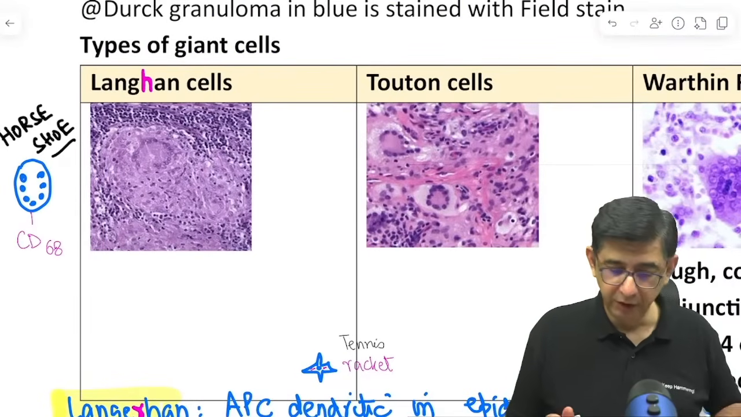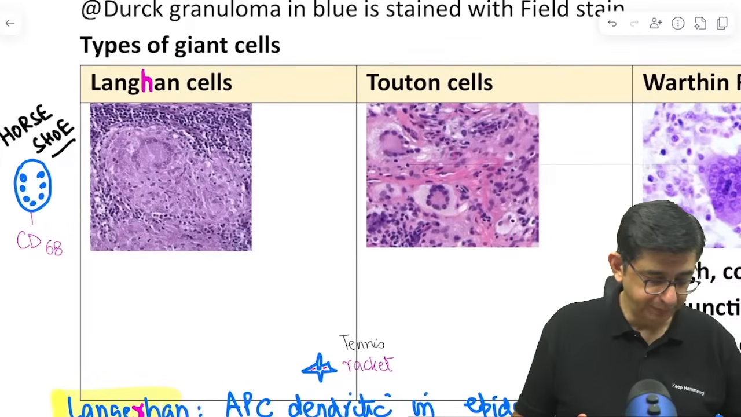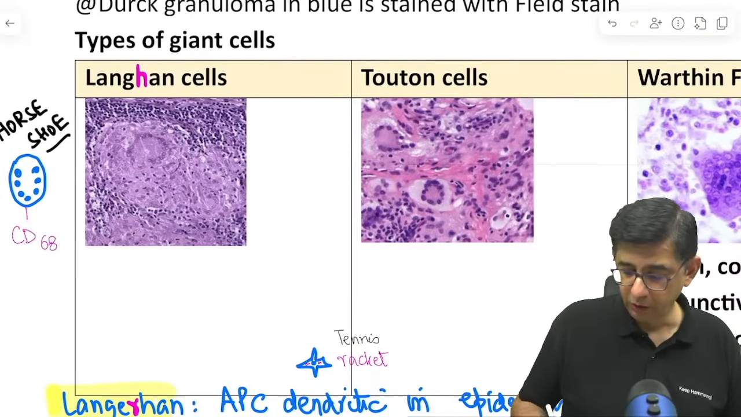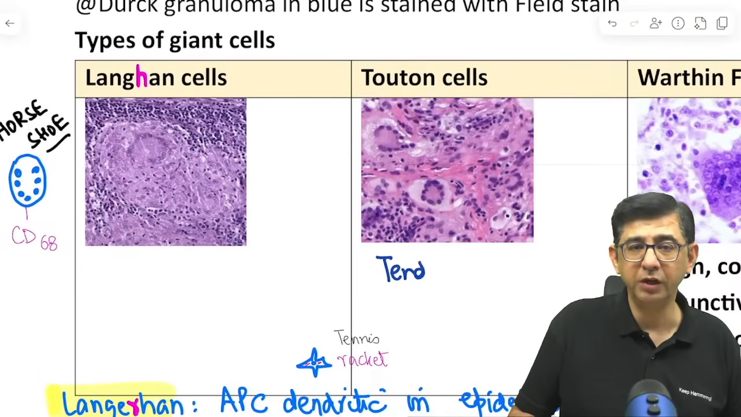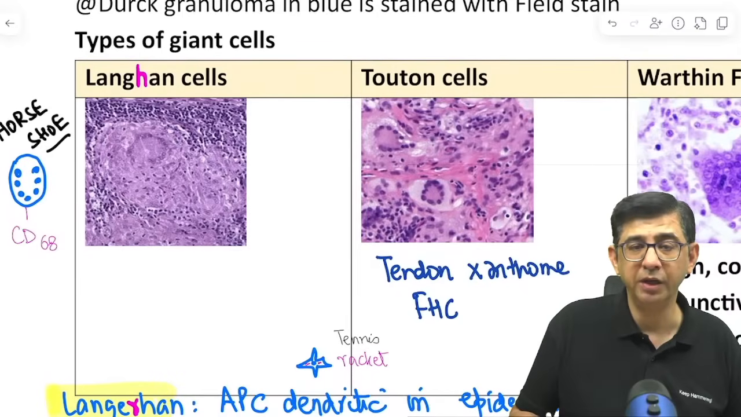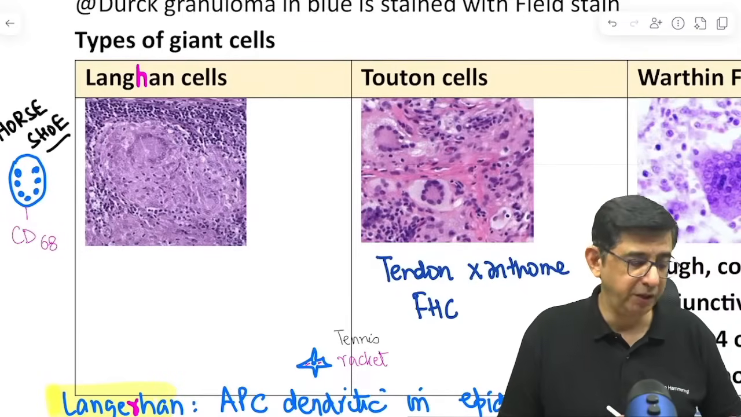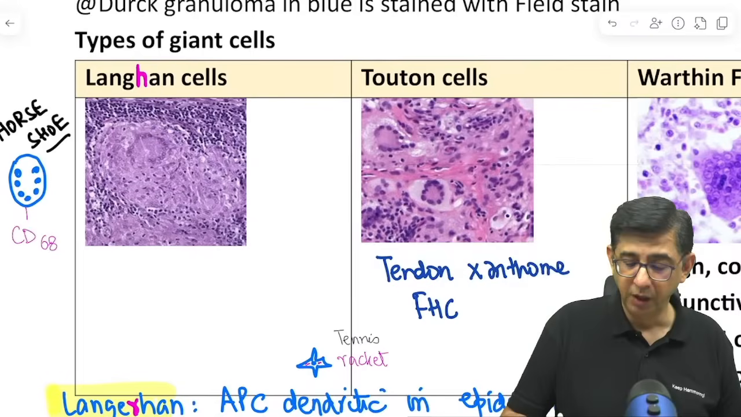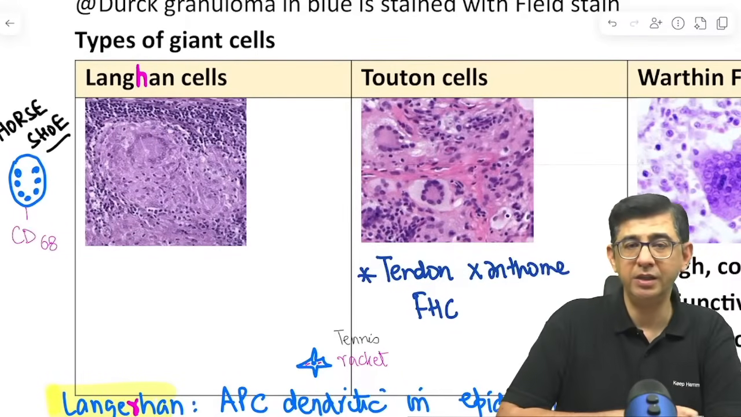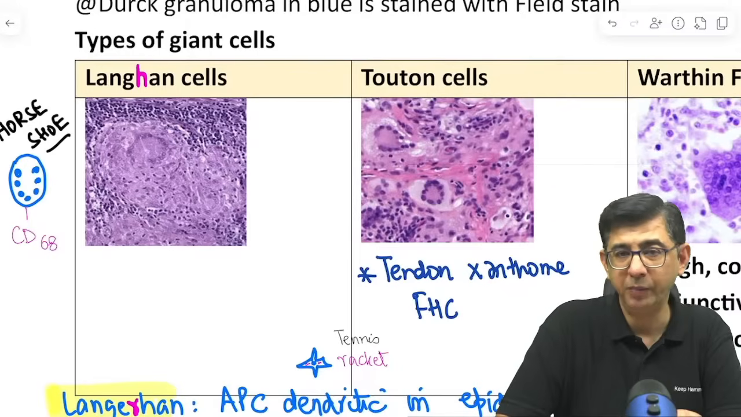Once we are sorted with these, then we'll focus on Touton cells. Touton cells would be seen with respect to tendon xanthoma. And what is the cause of development of tendon xanthoma? Most of the time it would be familial hypercholesterolemia, an autosomal dominant condition, which by Fredrickson classification is type 2A hyperlipoproteinemia. The presentation is tendon xanthoma that can be seen with familial hypercholesterolemia.